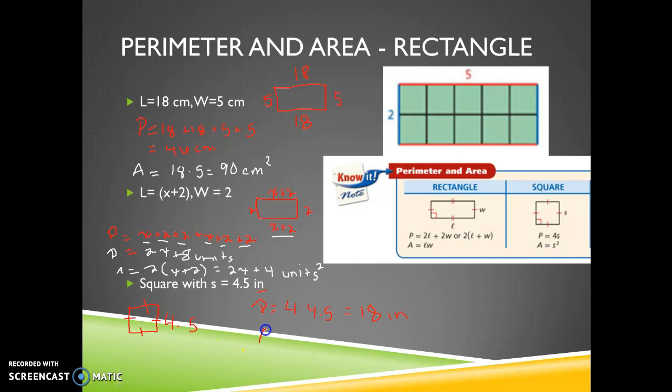Now area is going to be length times width, or in this case, side times side. So we have 4.5 times 4.5, which, 4.5 times 4.5, or 4.5 squared, is 20.25. And then again, units would be inches, and we're dealing with area, so it's squared.